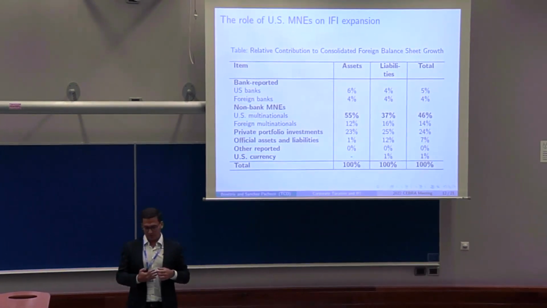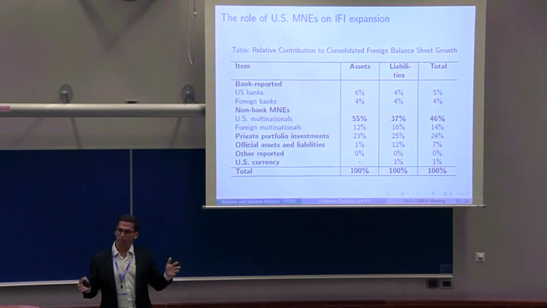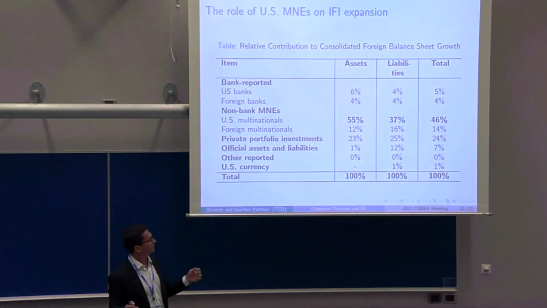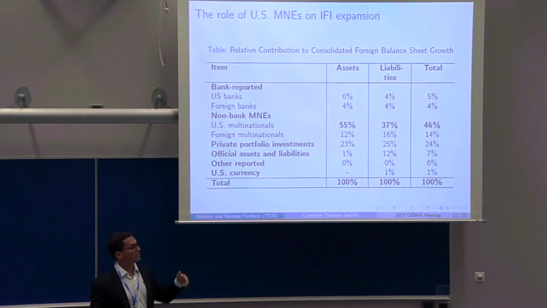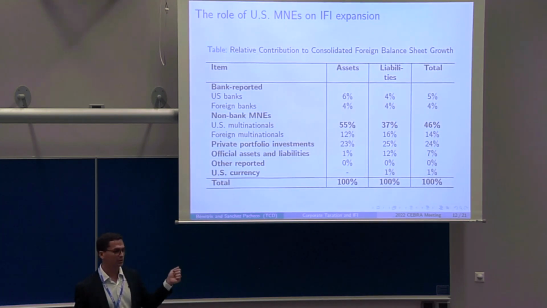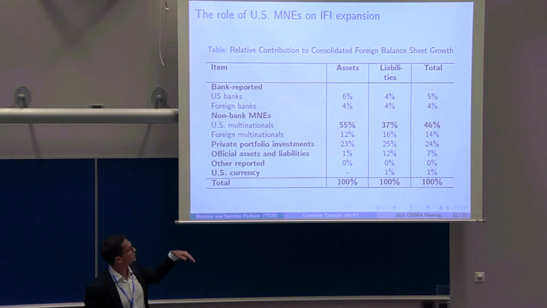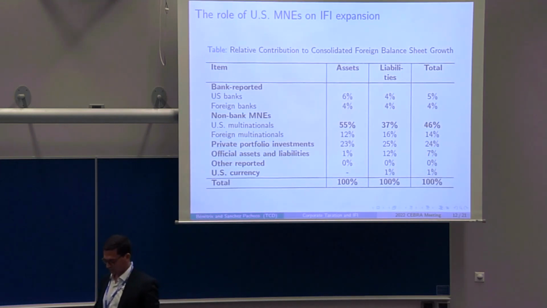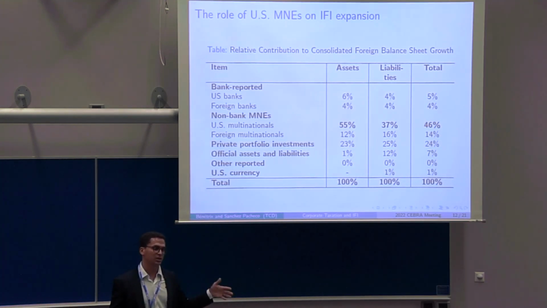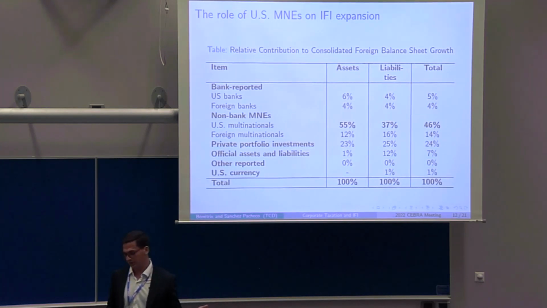How relevant these multinational enterprises are in terms of the growth that we've seen during this 20-year period. So what we do is the following. We take US foreign assets, foreign liabilities, and IFI, and we decompose the overall growth that we've seen during this 20-year period according to each of the categories, such that if I sum across each of these columns, it will add up to 100. And here you can see that US non-bank multinationals are responsible for around half of the expansion in US IFI during this period.